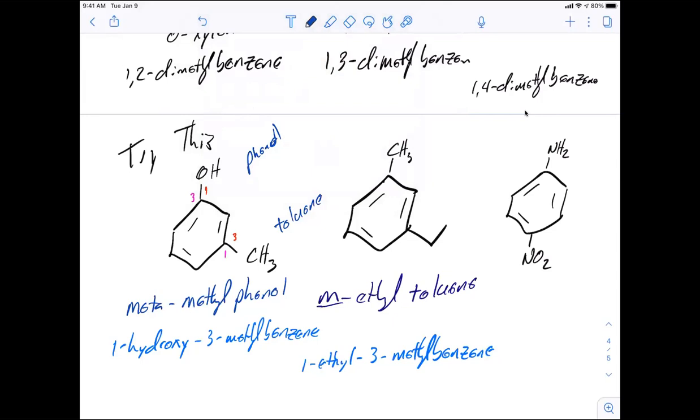Okay, so aniline is going to be the parent name here. So the nitrogen, the NH2. This side group is known as a nitro group. So NO2 is nitro. So this is going to be para-nitroaniline.